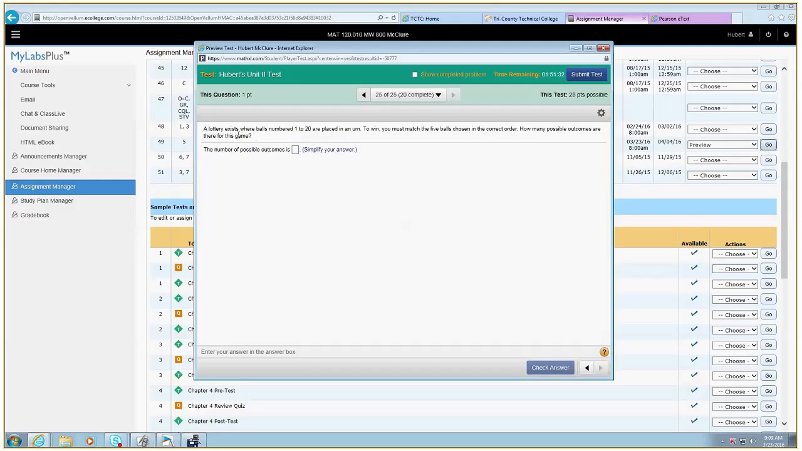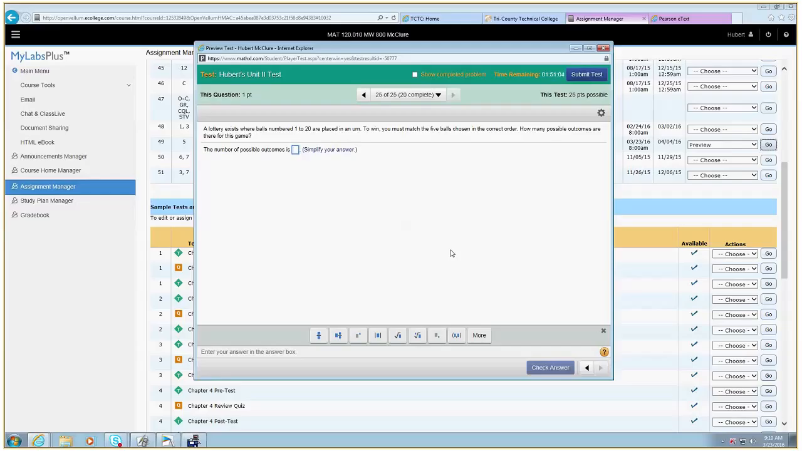A lottery exists where balls are numbered from 1 to 20. There you go. Put in an urn. To win, you must match the five balls in the correct what? Order. So what do you got to do on this one? So do it right quick. 20 permutation of what? Five. What do you get?